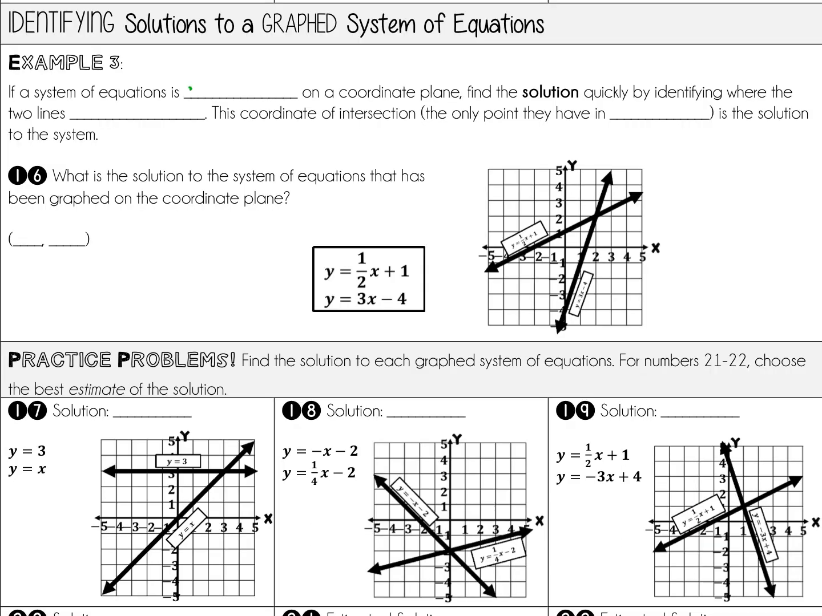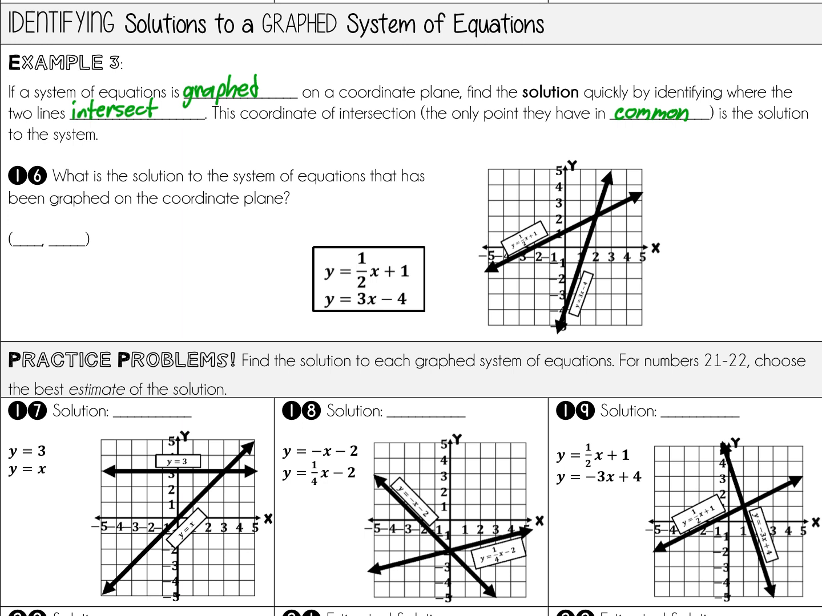Now, let's practice identifying solutions to a graphed system of equations by doing example 3. If a system of equations is graphed on a coordinate plane, you can find the solution quickly by identifying where the two lines intersect. This coordinate of intersection, the only point they have in common, is the solution to the system.